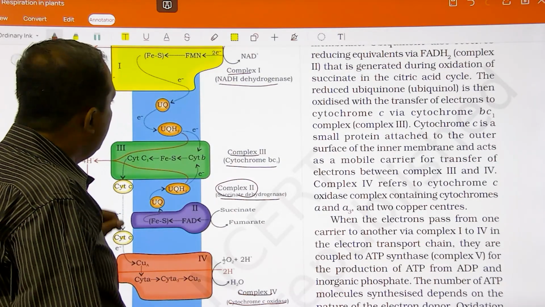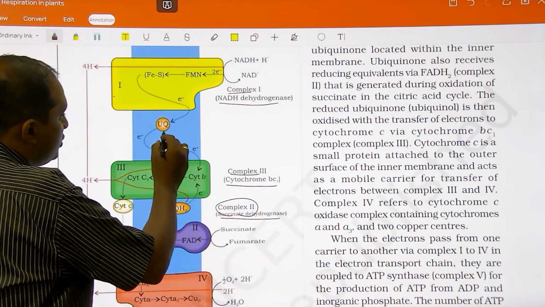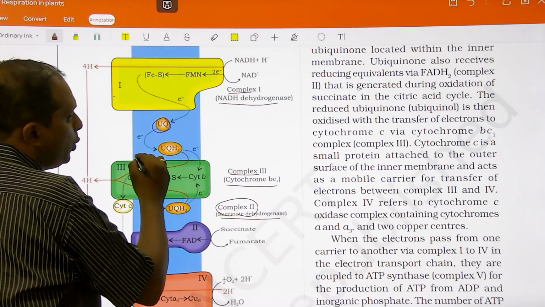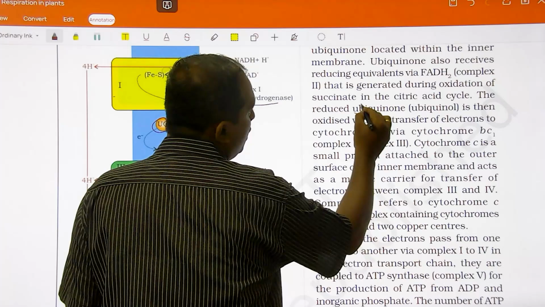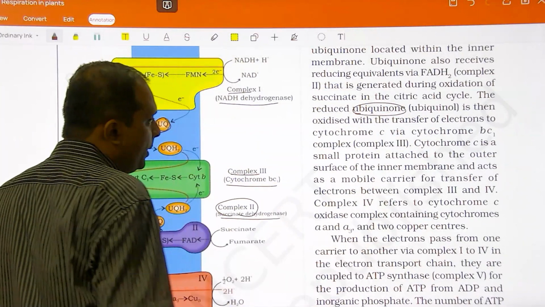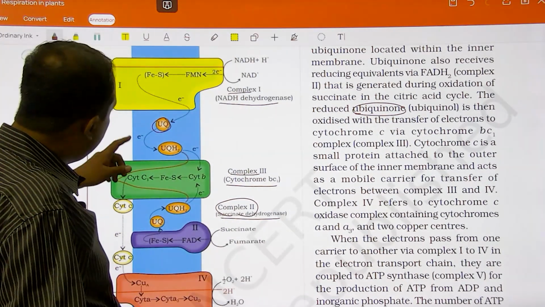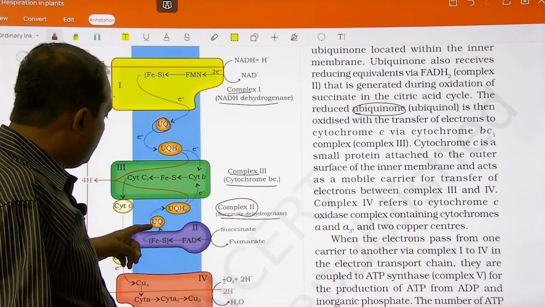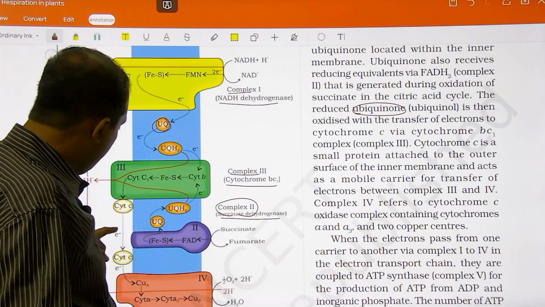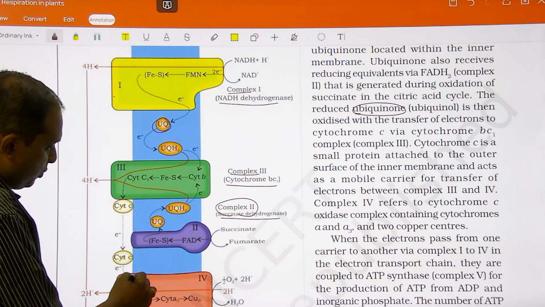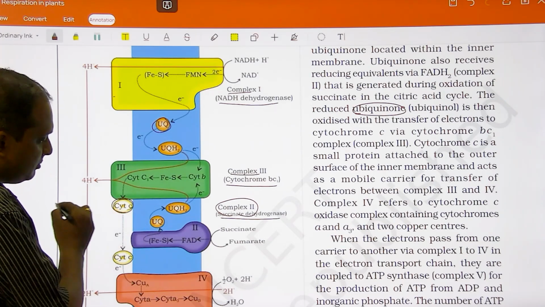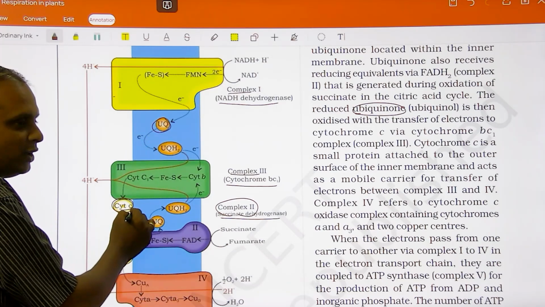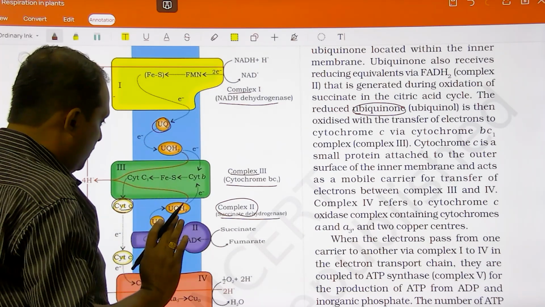Is that clear? Now you also see the UQ molecule. UQ stands for ubiquinone. Ubiquinone is the one which connects complex 1 and complex 3. Similarly, here, what connects complex 3 and complex 4 is cytochrome C. So there are two connecting molecules: one is ubiquinone, the other is cytochrome C. Right, listen.